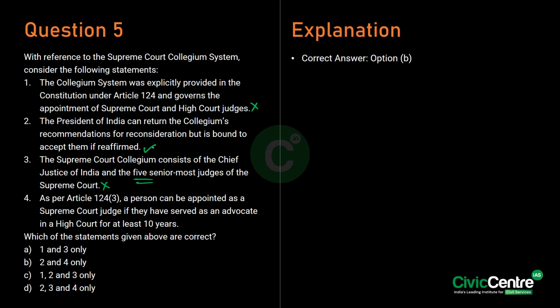And lastly, as per Article 124 Clause 3, what does it say? A Supreme Court judge must be a citizen of India and should have been a High Court advocate for 10 years, or a High Court judge for 5 years, or a distinguished jurist. And furthermore, these judges hold office until 65 years of age, which makes the fourth statement correct, and the correct answer is option B, which is 2 and 4 only.